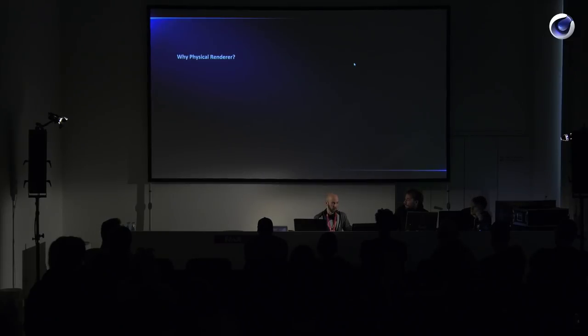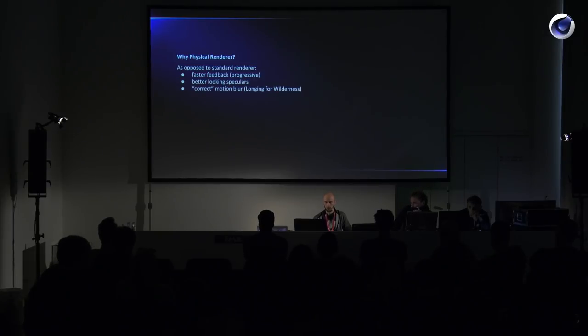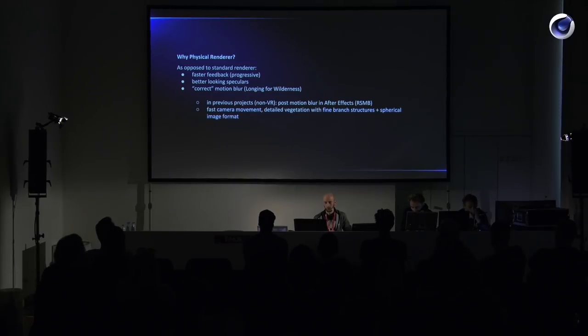Why do I use physical renderer? That's a question that I often get. As opposed to the standard renderer, of course, it gives me faster feedback, better looking speculars, and the correct motion blur that I, for example, needed for Longing for Wilderness. And in previous projects, I used post-motion blur in After Effects, for example, for Natural Attraction, which doesn't work very well in the spherical format, especially if you use fast camera movement, detailed vegetation, but you probably know that.